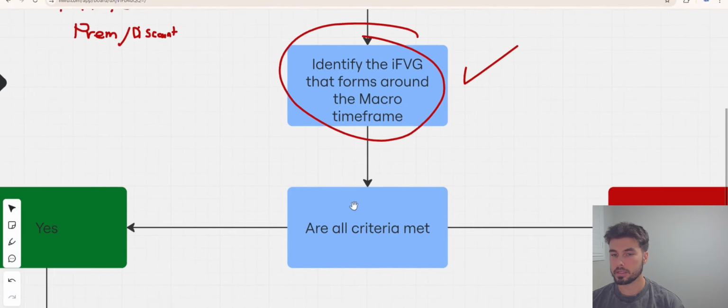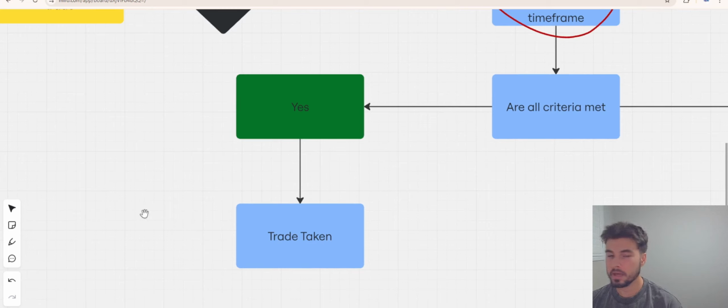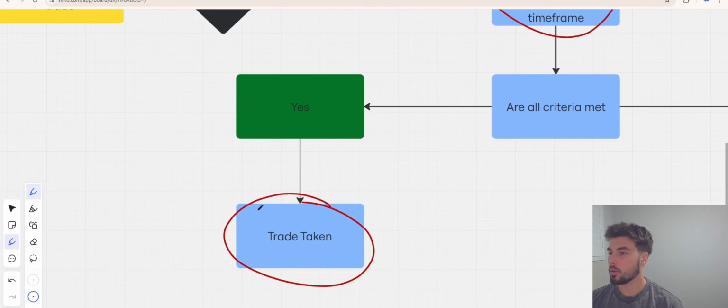If all this criteria is met, then guess what? We take the trade and we're happy with any outcome. This model works. We take the trade. If it's a win, good. If it's a loss, good. All we have to do now is manage risk.